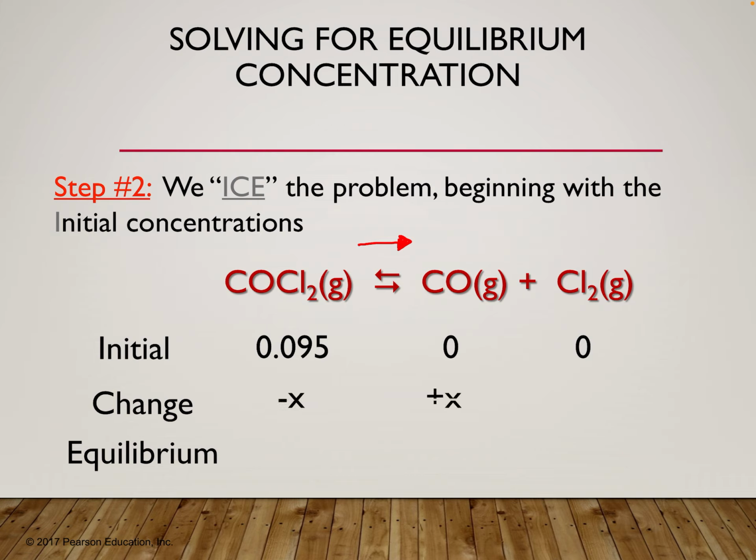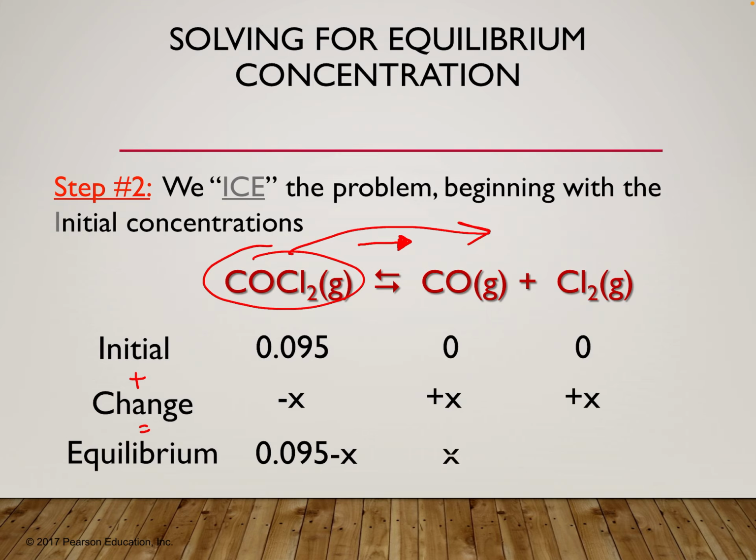So for our change, we're going to go minus x, plus x, plus x, right? Some of this is going to get used up going that way. So it's going to lose some of its concentration and the others will increase. And then again, initial plus change is always going to equal equilibrium. So we are going to add these straight down. So there you go.